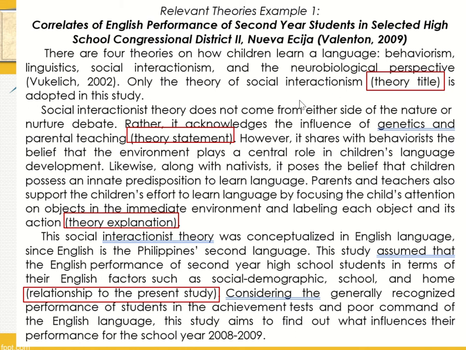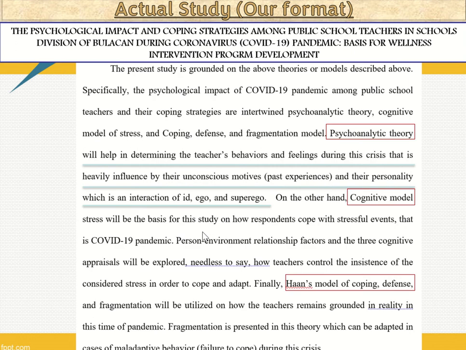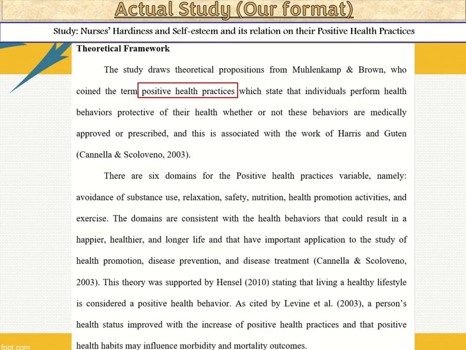Tapos, pakita mo ulit yung mga components natin. And then, hanggang sa maka-arrive ka sa pangatlong theory mo, showing again the different components. Again, a maximum is 3 theories na relevant or in line with your study. So that is how you can present your theoretical framework. So this one, meron pang isang example, this one, yung topic kanina na nurses' hardiness and self-esteem and its relation on their positive health practices.